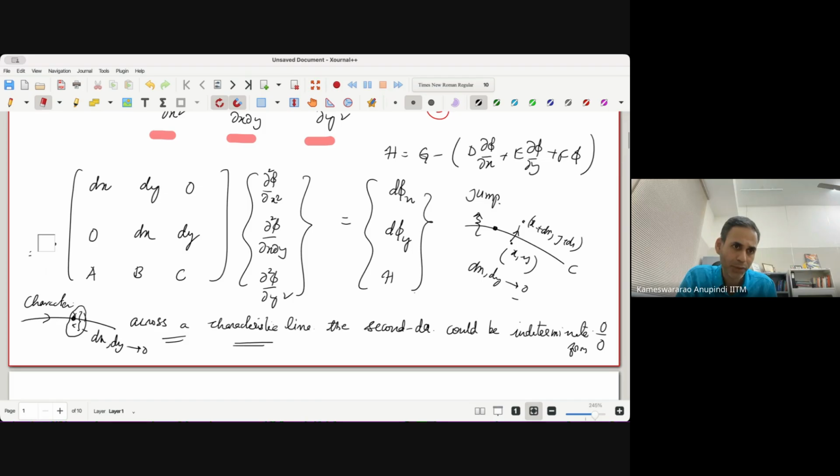So now what we want to do is calculate the second derivative. Let us say I want to calculate ∂²φ/∂x∂y. Okay, I want to calculate this quantity. So I'm going to apply Cramer's rule only for this case for the very first time in this course.